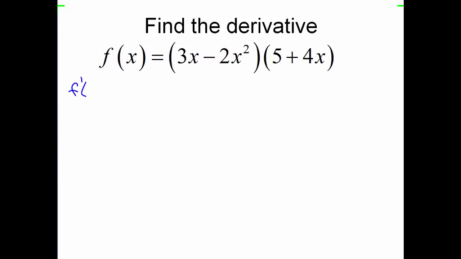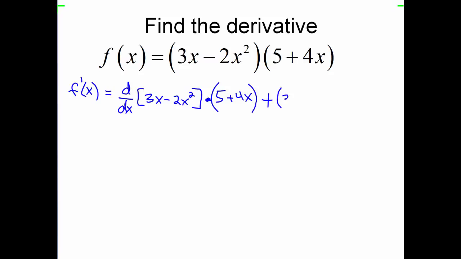So we have f prime of x is equal to, and make sure you write the notation and everything. We're taking the derivative with respect to x of the first function, 3x minus 2x squared, times 5 plus 4x, plus the first function, 3x minus 2x squared, times the derivative of the second function, which is 5 plus 4x.